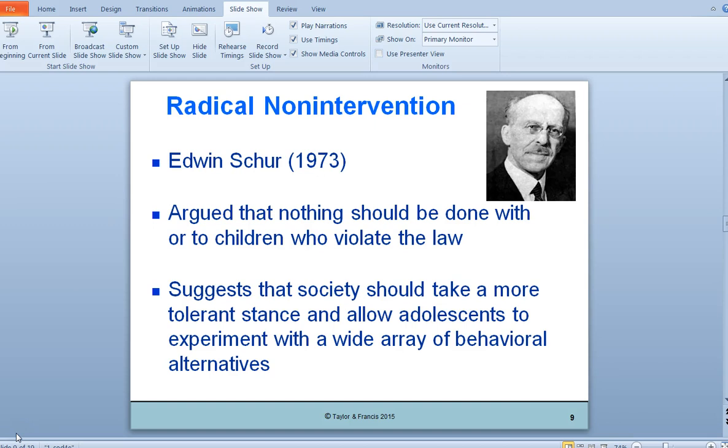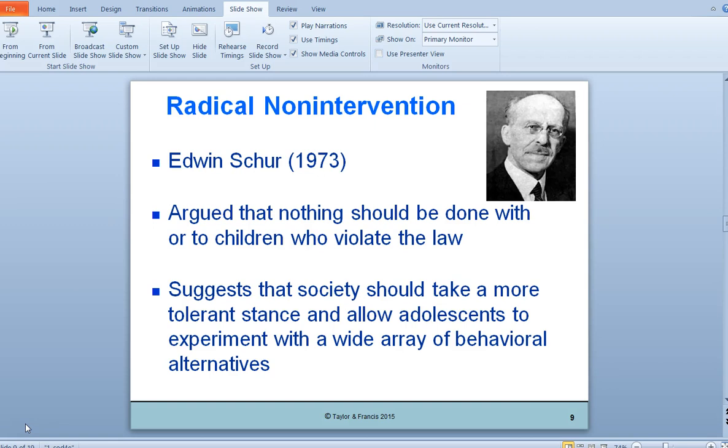Charles Tittle identified two basic problems with this theory, and he proposed that some of the terms and the propositions within this label are ambiguous and very difficult to study in order to study the relationship between variables.